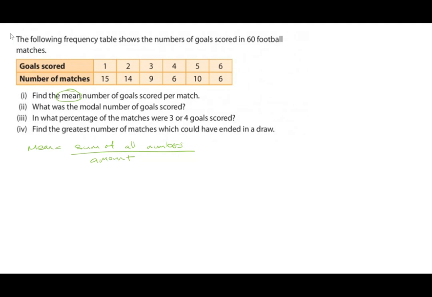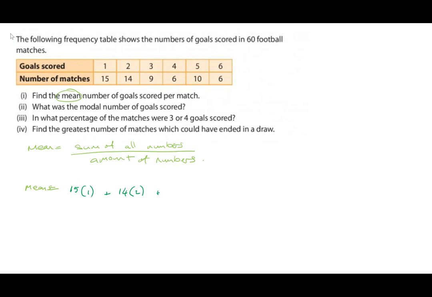Now, when I look at the sum of all numbers over the amount of numbers in this case, the sum of all numbers, I have 1 goal scored, but it was scored in 15 matches. So do I go 1 plus 1 plus 1 plus 1 plus 1 and so on for 15? No, that's going to take an awful long time. But I know that I have 15 1 goals. Plus I know that I have 14 2 goals.